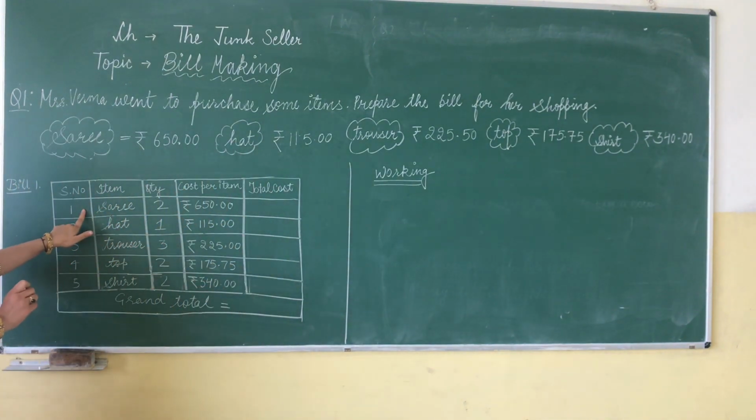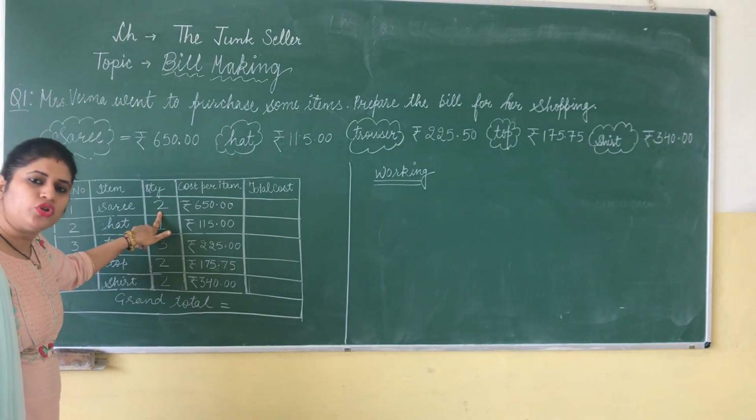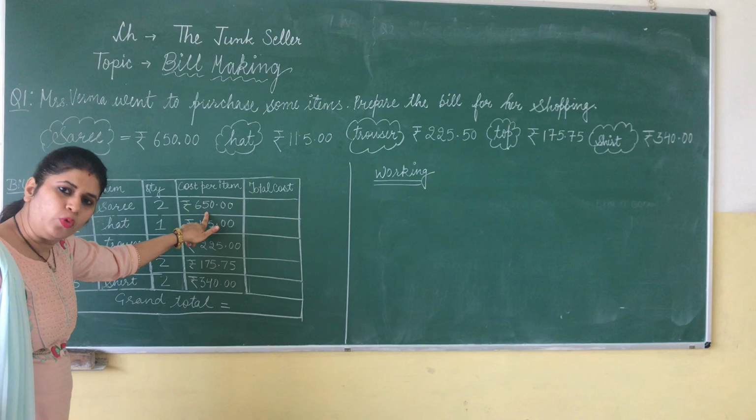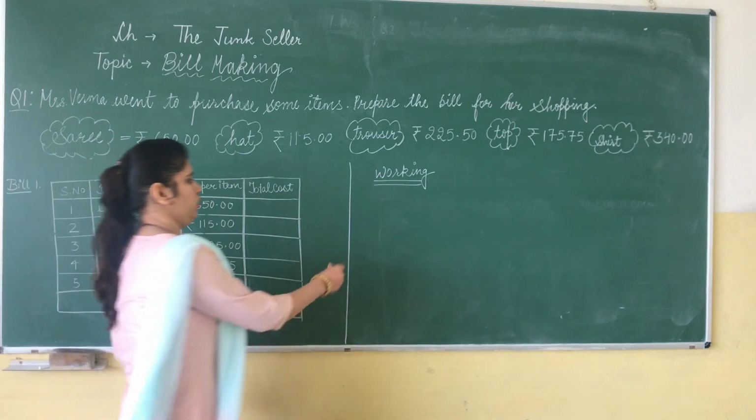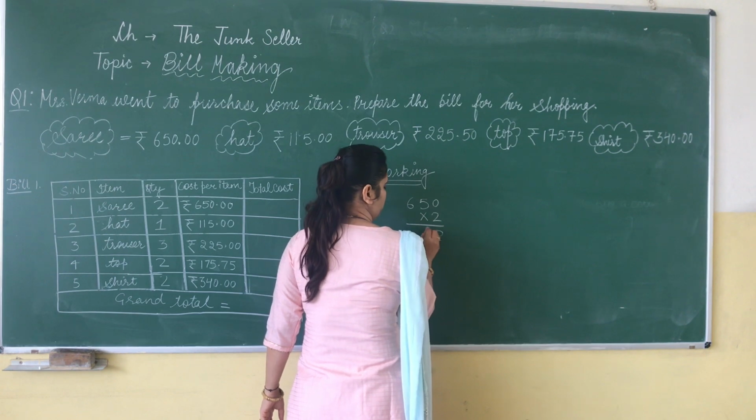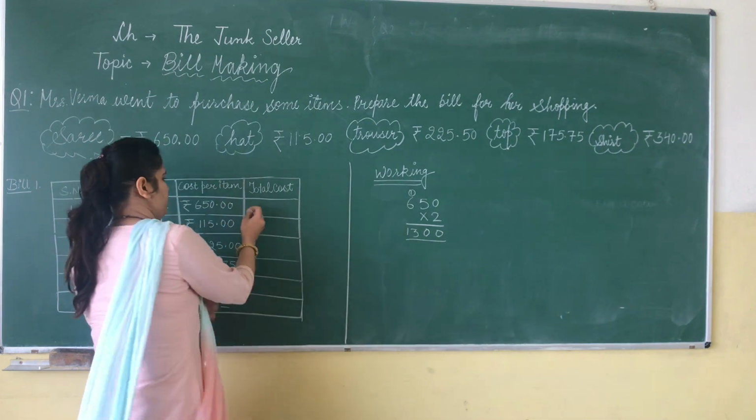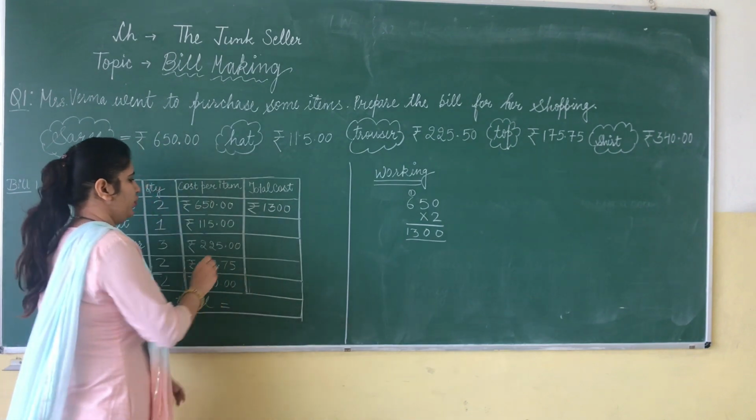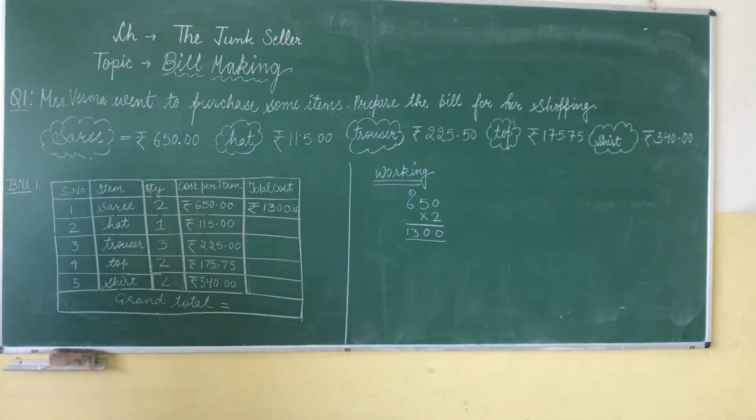So start with the first item, sari. How many saris has she purchased? 2 saris. And cost per sari is 650 rupees. So the cost of one sari is 650, and the cost of 2 saris will be 650 into 2, that is 1300 rupees 0 paise. Understood?